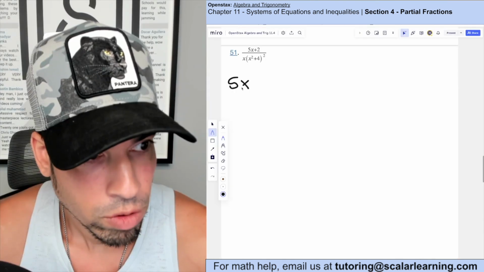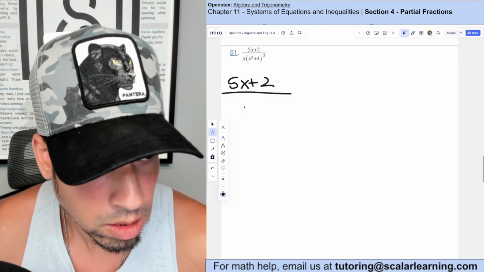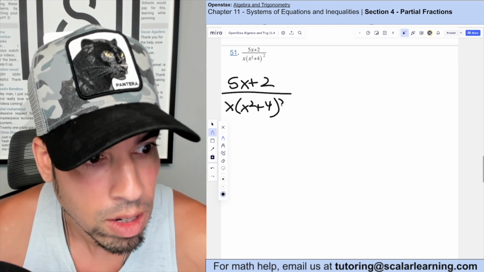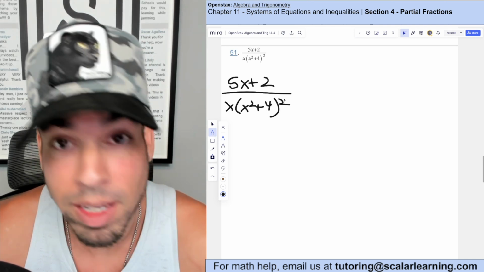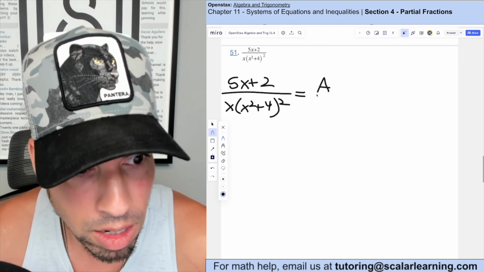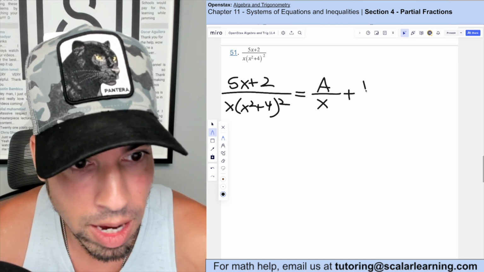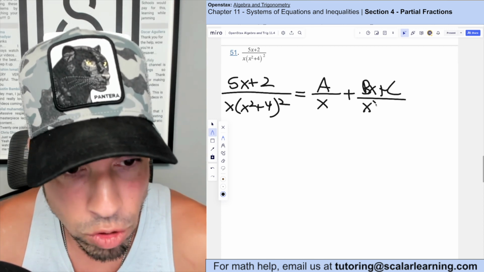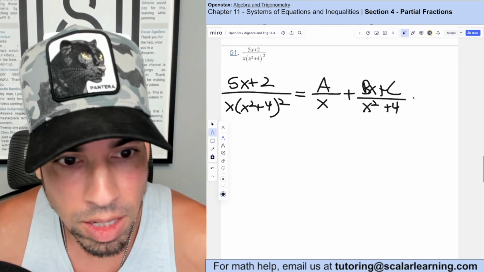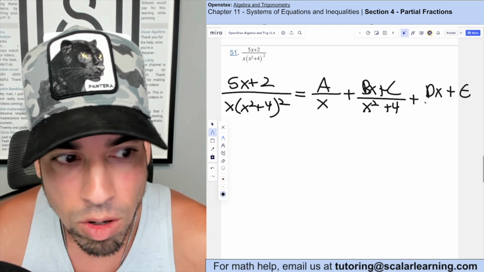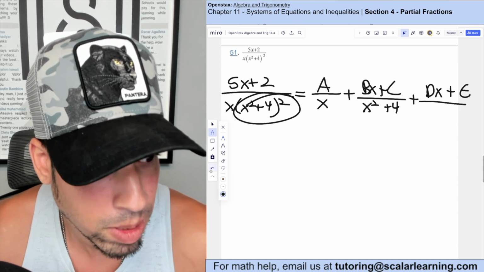Done. All right, so for this one, I'm going to rewrite this over here. And notice what we have, right? We have a linear factor and then this quadratic, and it's being squared. So we got to have 3 different pieces. First, we're going to have a over x, then we're going to have bx plus c, for this inside quadratic, x squared plus 4. And then last but not least, we need dx plus e over this entire piece squared.